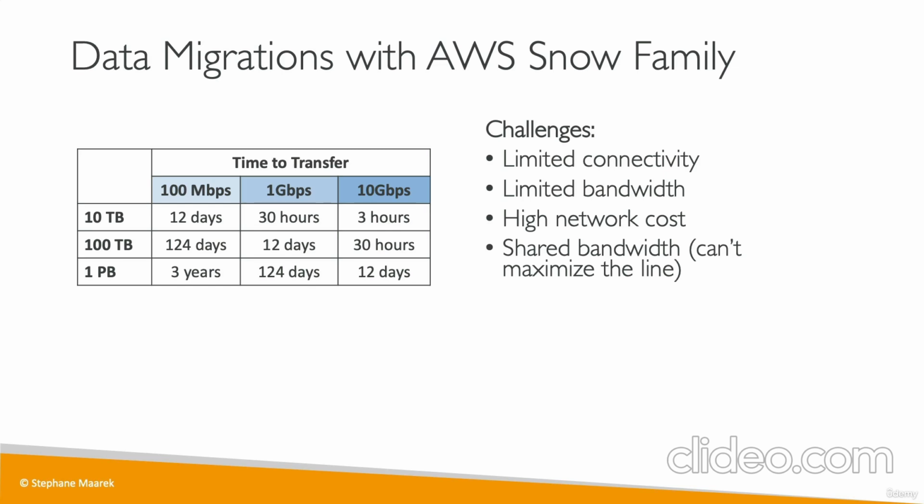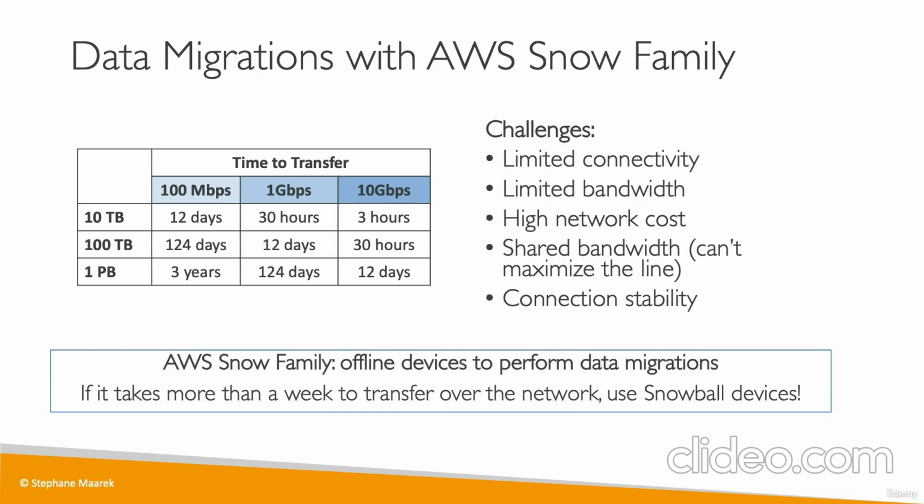For example, if you download 10 terabytes of data from AWS, maybe you're going to block your entire office because you're maximizing the bandwidth within your office. And then maybe the connection is not stable enough, so you have to retry and so on. So all these reasons make a case for Snow family.